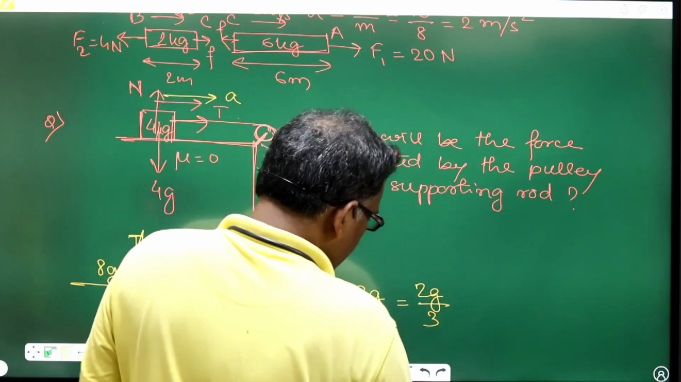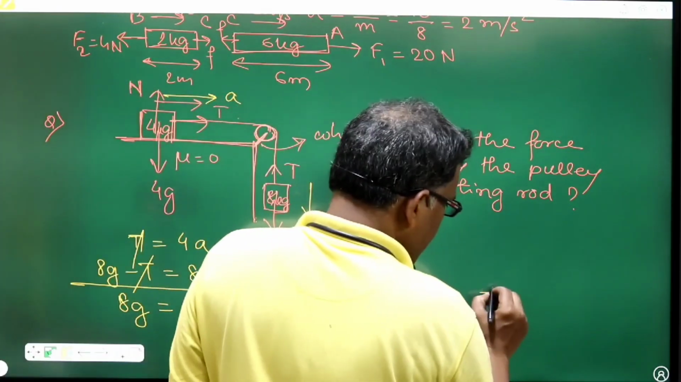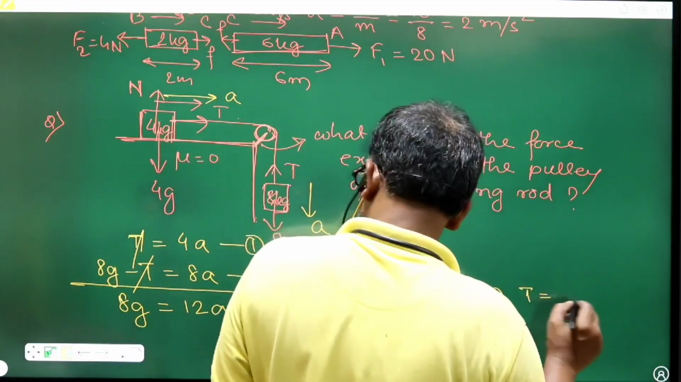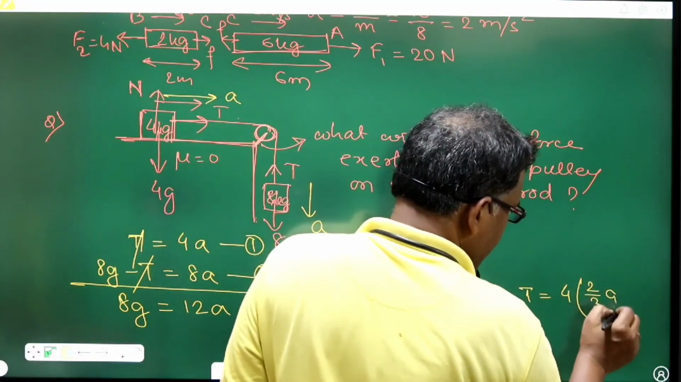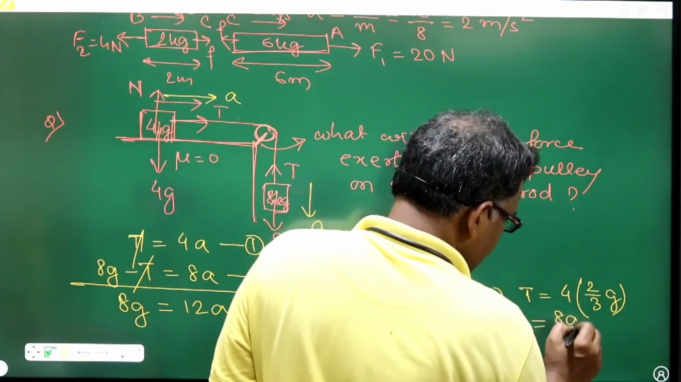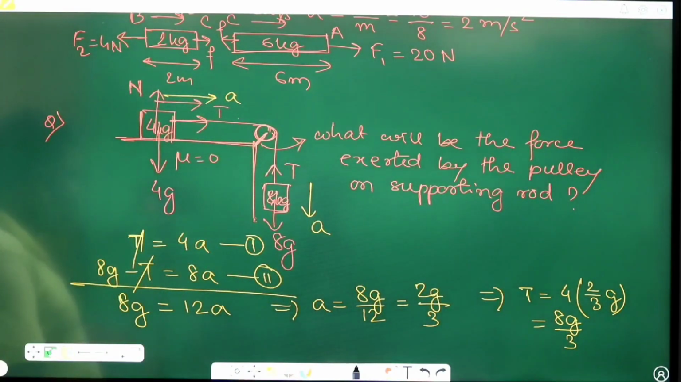Now, once this acceleration is known, you can get the value of T. So T will be equal to how much? It is 4 into A. So 4 into 2/3 of g, right? So it is 8g by 3. Yes or no? Tension force is coming 8g by 3.